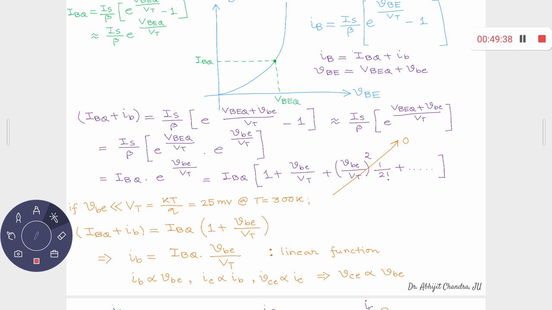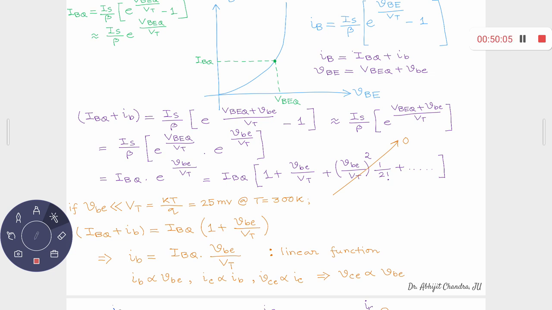So that we have to restrict. And when this condition holds good, then only I can call the signal a small signal. That means if your input fluctuation, small VBE, is much, much less than the thermal voltage of 25 millivolt, then only I can say that it's a small signal. Then only all these higher order terms, second order terms, can be neglected.